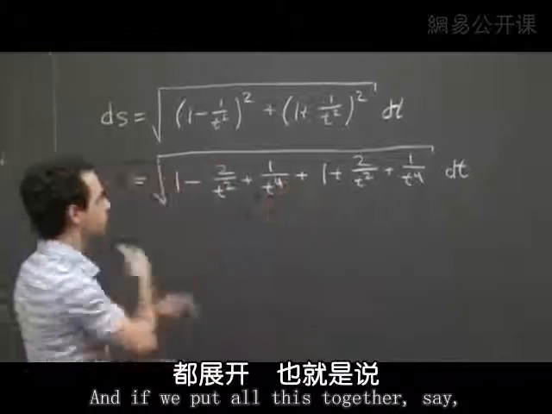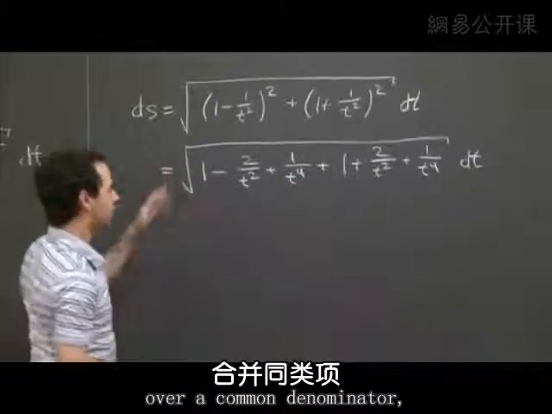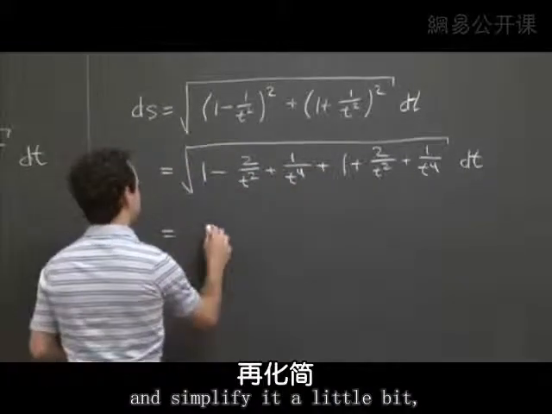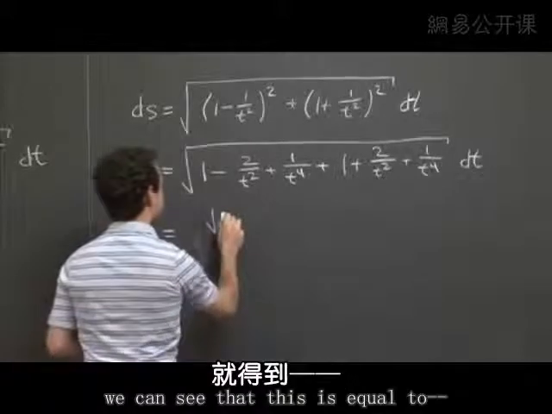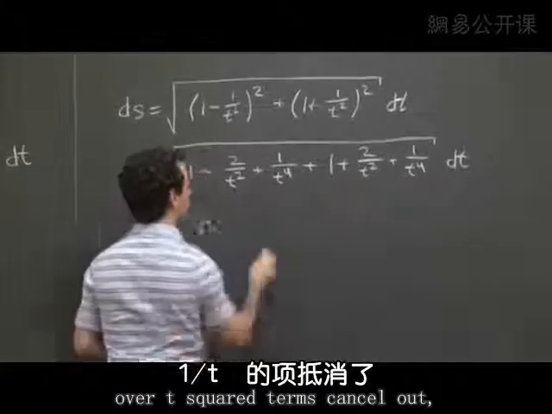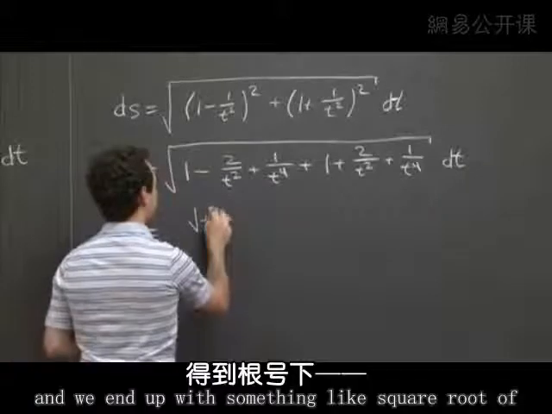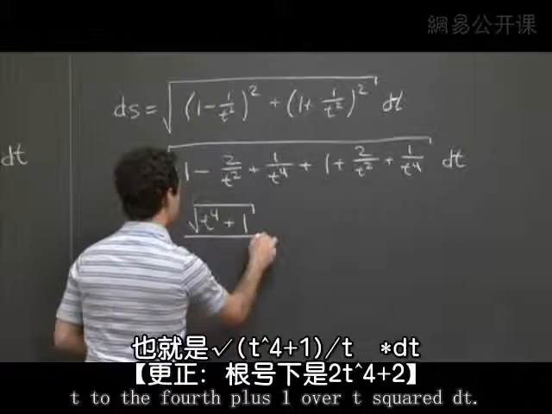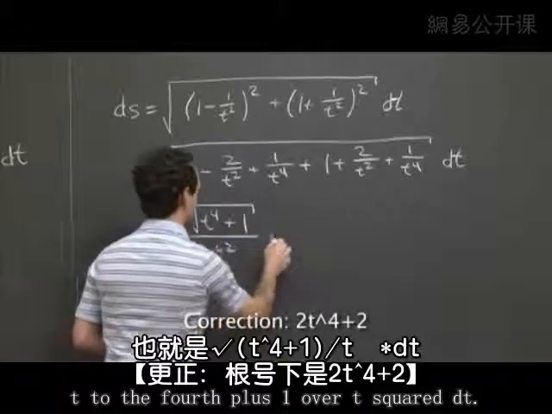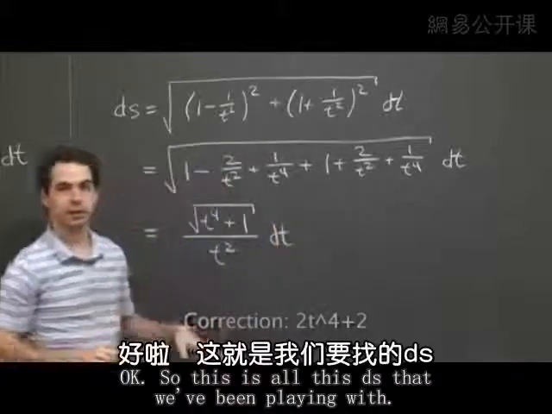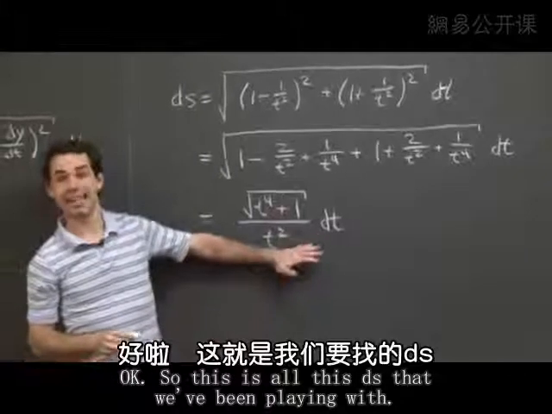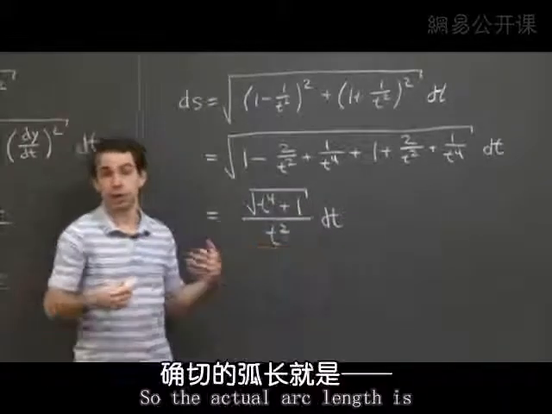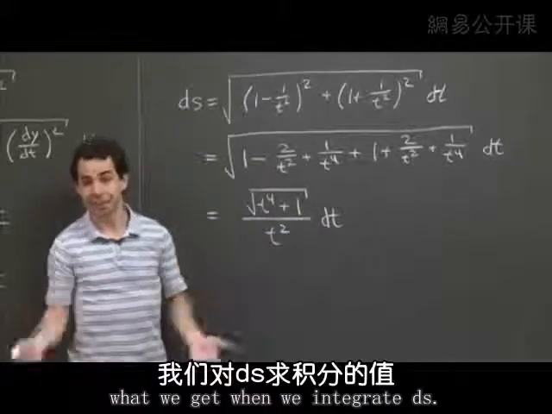All right, and if we put all this together over a common denominator and simplify it a little bit, we can see that the 2 over t squared terms cancel out, and we end up with something like the square root of t to the fourth plus 1 over t squared dt. OK, so this is all this ds that we've been playing with. So the actual arc length is what we get when we integrate ds.